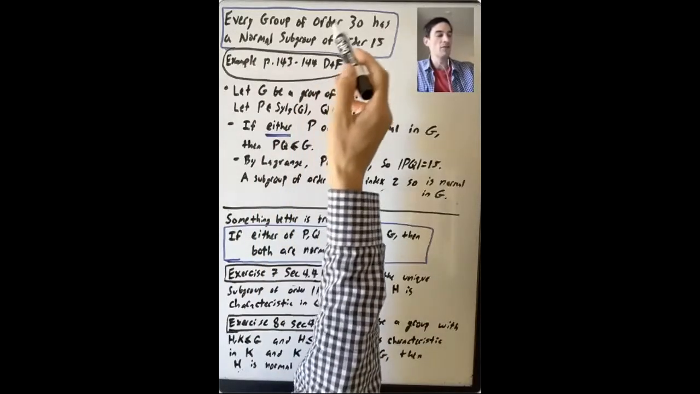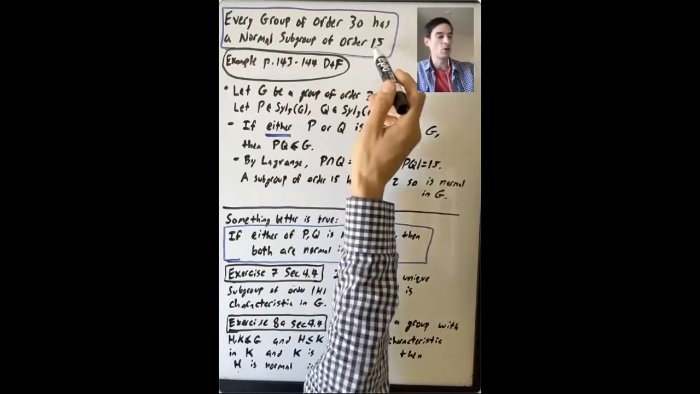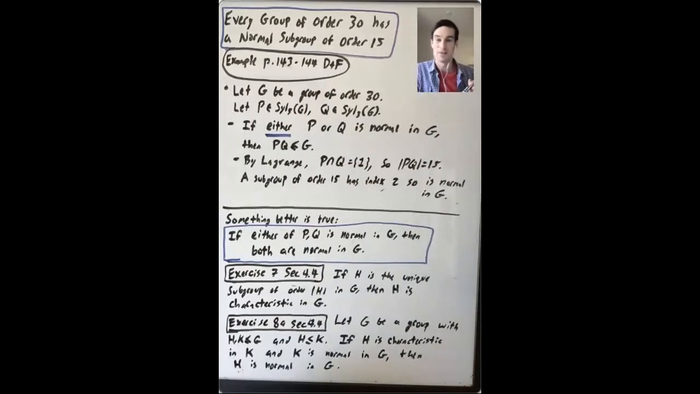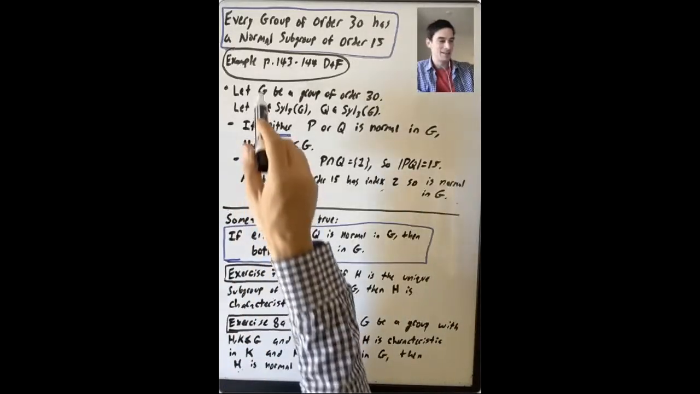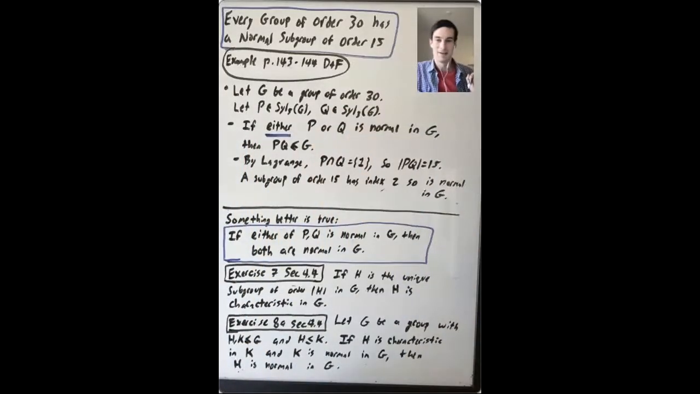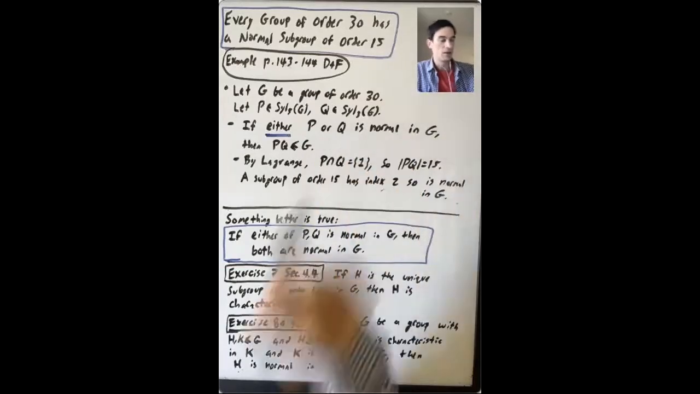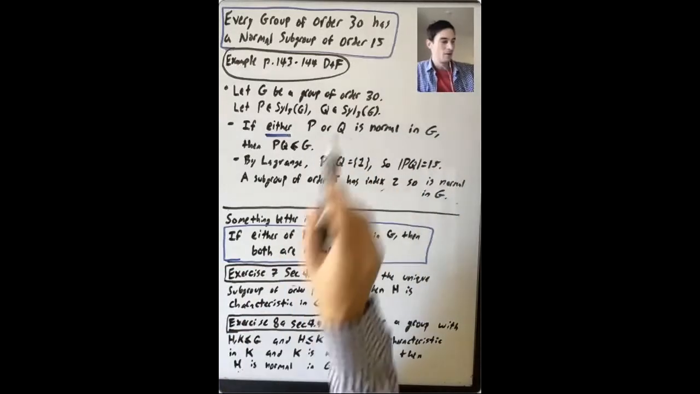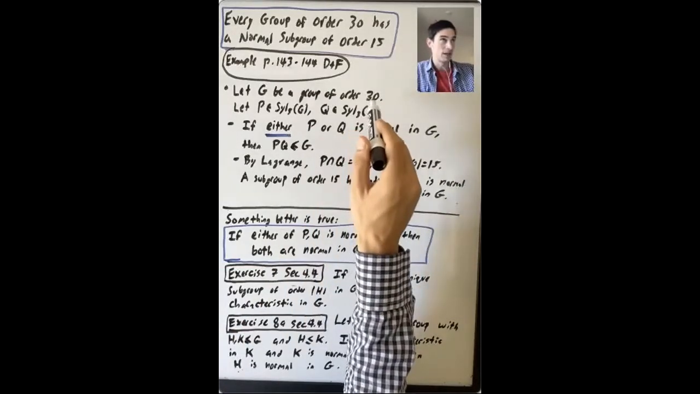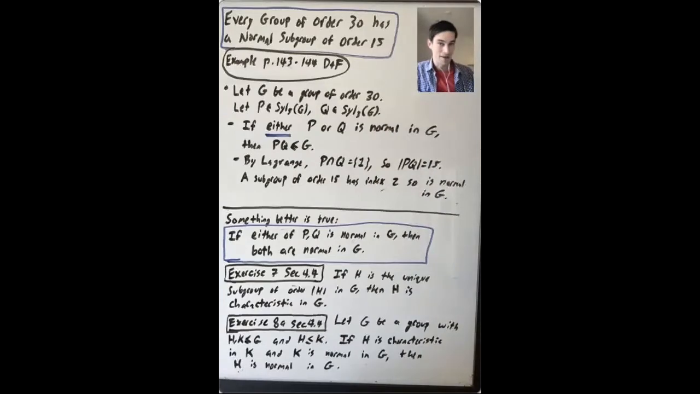We're going to prove that every group of order 30 has a normal subgroup of order 15. And this is going to be the starting point for showing that we can understand groups of order 30 as semidirect products. So, all right, let's get started. Let's say that G is a group of order 30. Let P be a Sylow 5 subgroup and Q be a Sylow 3 subgroup. So what is 30? It's 2 times 3 times 5.